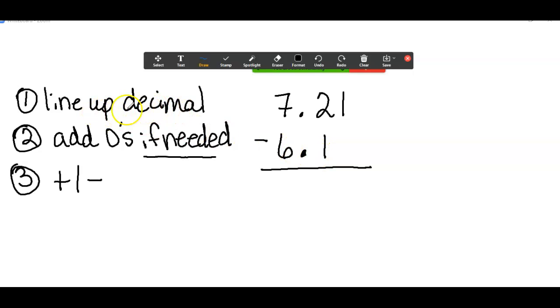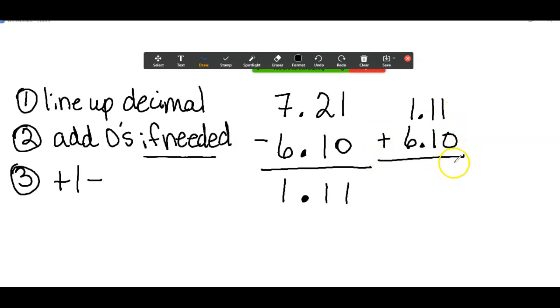Okay, did I line up my decimal? I did. Okay. Do I need to add zeros? I do right here. And then I subtract. 1 minus 0, 2 minus 1, 7 minus 6. Oh, and look at that. 1 and 11/100. Okay. So if I want to, I can check with addition. 1, 2, and 7. Okay, again, that one was pretty easy. There was no regrouping to that.